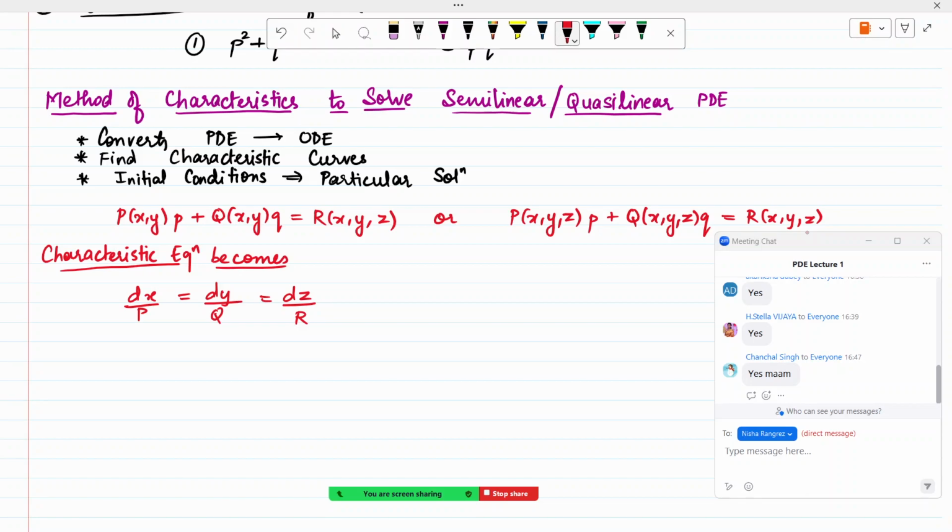All the three will be equal. Out of this, you will get three different equations. You are expected to solve any two equations and apply the initial value conditions to find the particular solution. Is this understood by everyone? Is this okay?